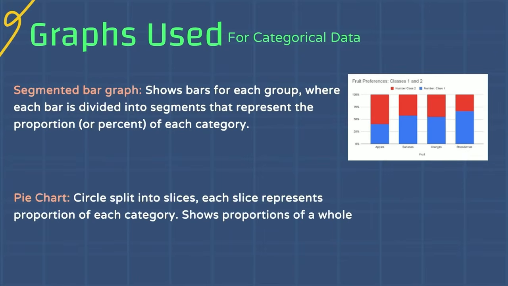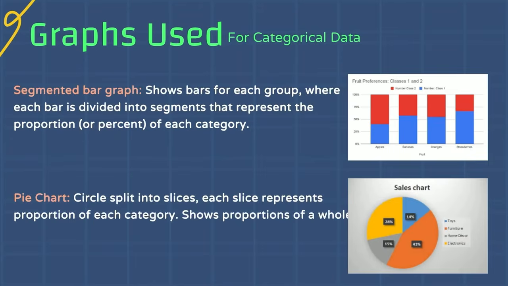And a pie chart is essentially the same thing, but in a circle, and it shows the percent out of the total. So it shows that toys is 14% of the total. And like for the segmented bar graph, we see oranges, which is about 52% of the data for all oranges. So 100 minus 52 would be the red part.